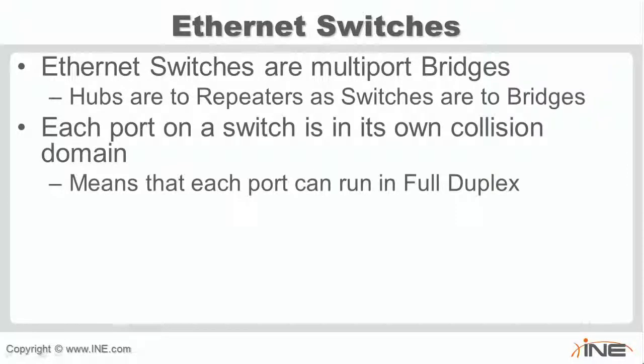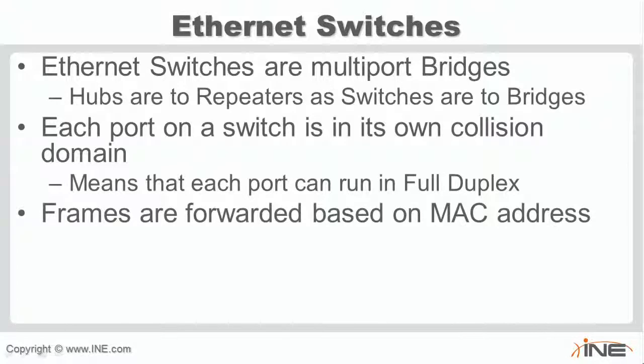But the key is that now, since the individual ports are in their own collision domain, the devices don't have to share the same bandwidth. So if the switch is a 100 megabit per second fast Ethernet switch, it means that each host is dedicated to be able to send 100 megabits per second and be able to receive that at the same time.